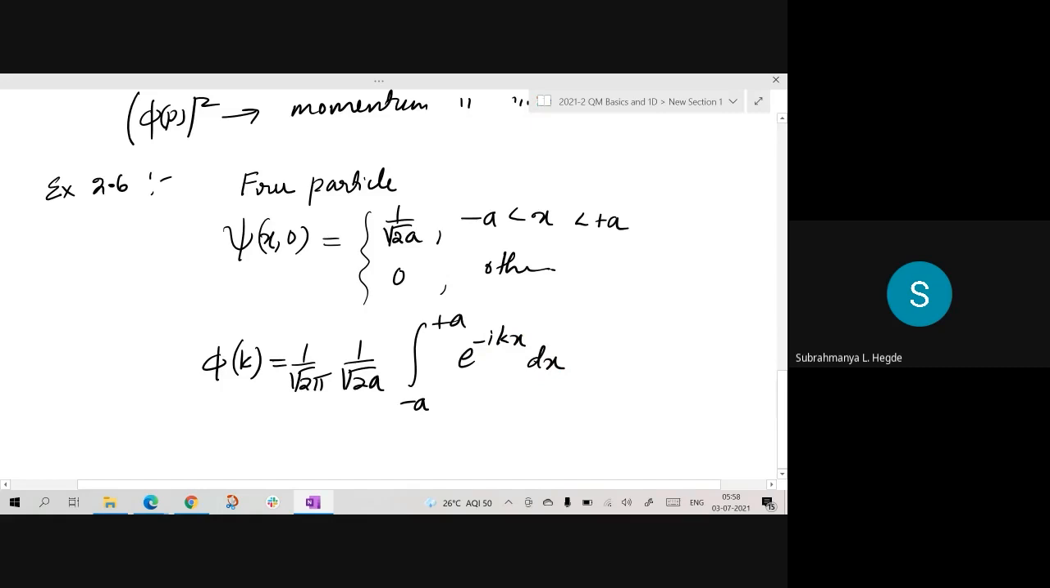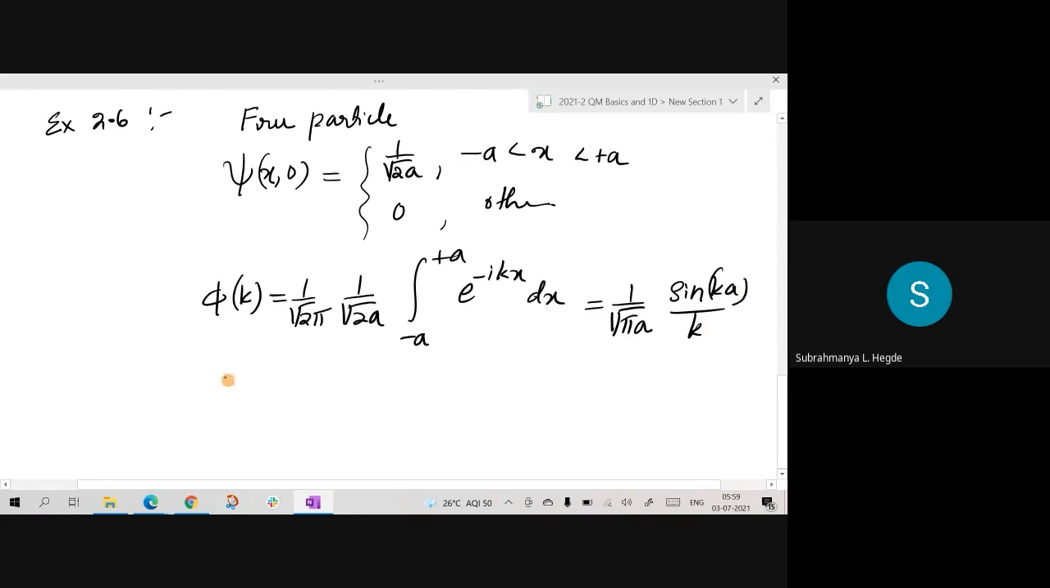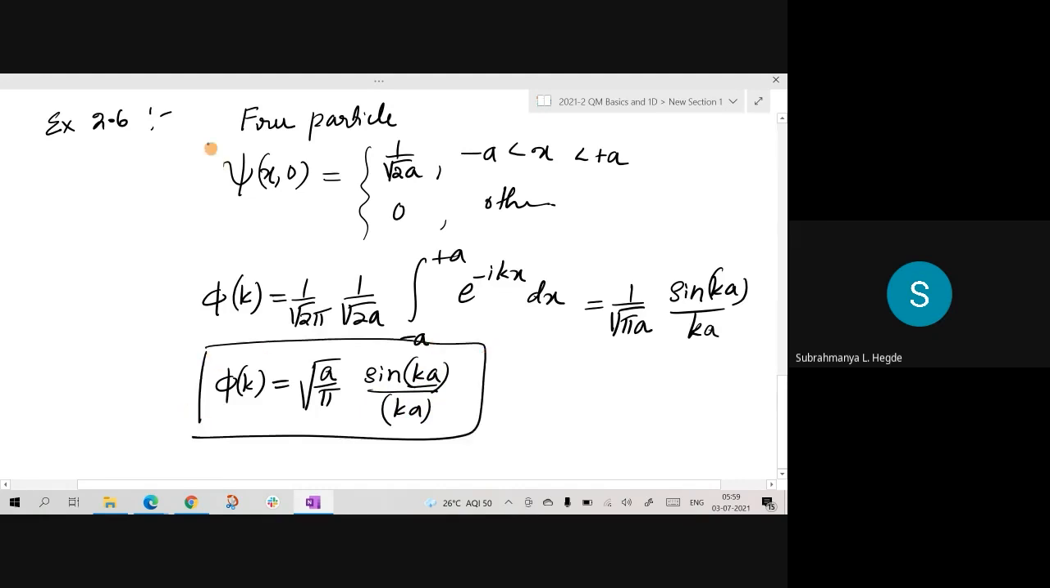I think I have given this one in the last class itself. Let me write my last answer directly. Solve this one: 1 by root pi a into sine ka divided by k. What I feel comfortable with is to multiply and divide by a. I need a here somehow. This will become root of a by pi, sine ka divided by ka. Can I write like this? So this is my phi of k, and this is my psi of x.